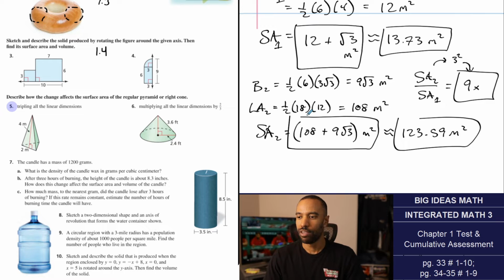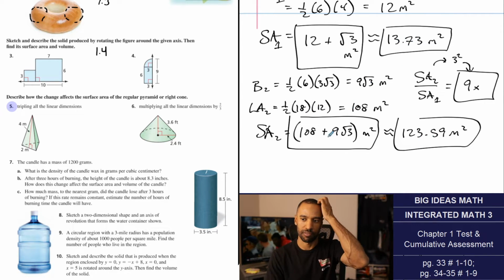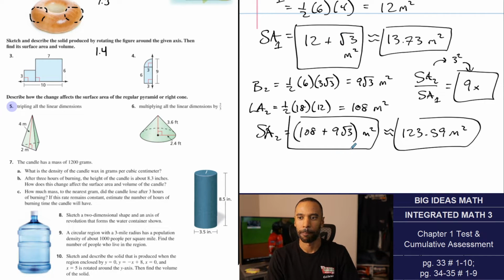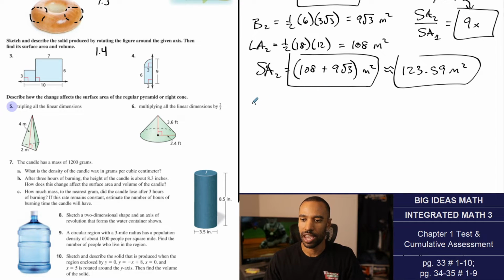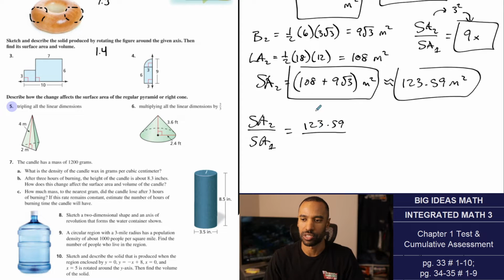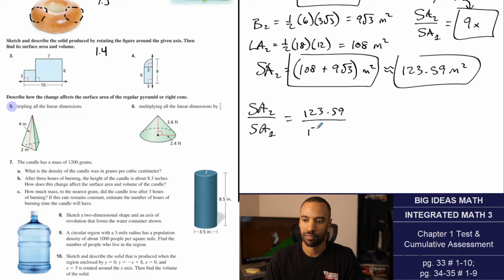Now, what do you venture the guess is of what 123.59 is divided by 13.73, or this divided by that, right? So surface area, I'm kind of running out of space on the bottom there. Surface area 2 divided by surface area 1. And listen, I'll even use the rounded values. It's not going to be exact, but you're going to see how close this is to 9. Maybe a little bit more than 9 based on my rounding.